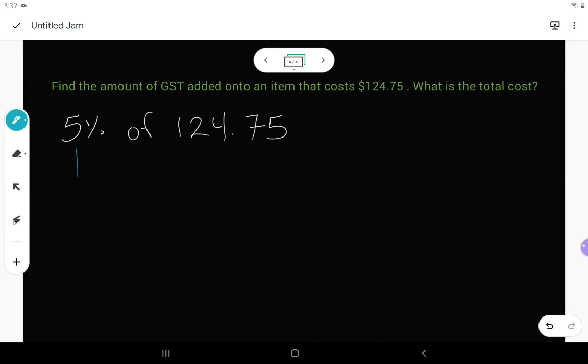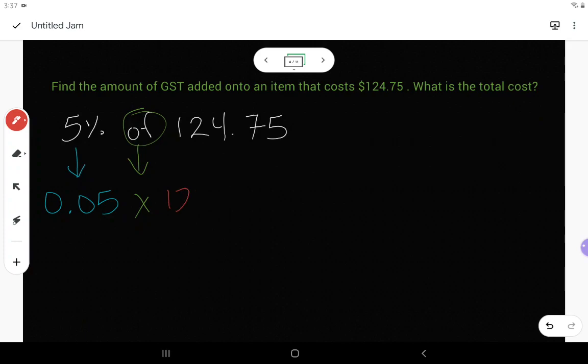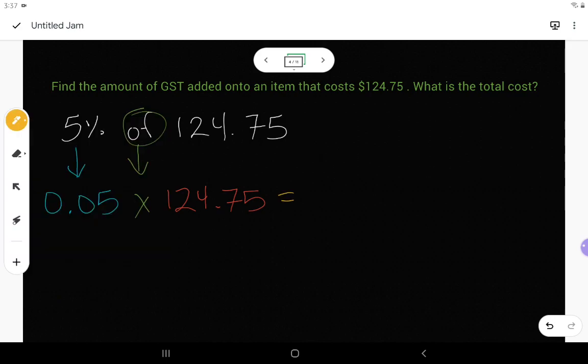I'm going to take the 5% and write it as its decimal equivalent. I'm going to change of to be multiply, and then I'm going to keep my value the same, $124.75, and I'm going to multiply these two things together. When I multiply them together, that gives me $6.2375. Now this looks a little bit awkward because we're talking about money. Since we're talking about money, I want to write it in dollars and cents.